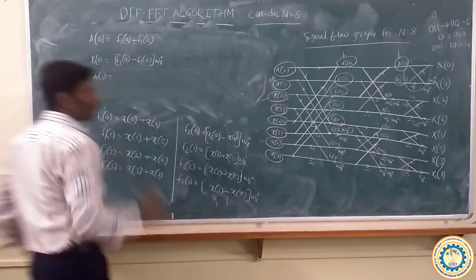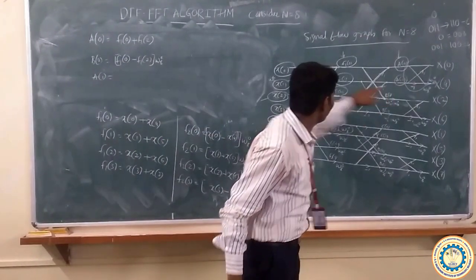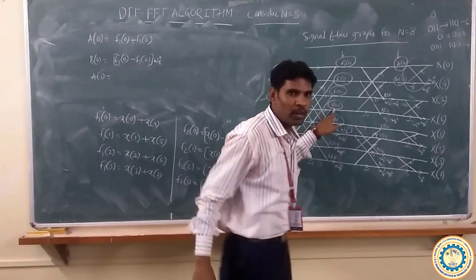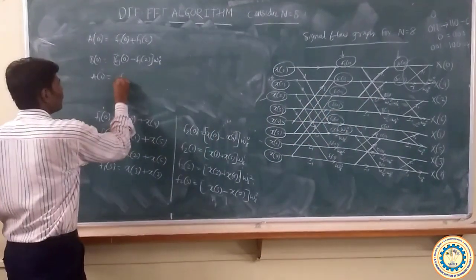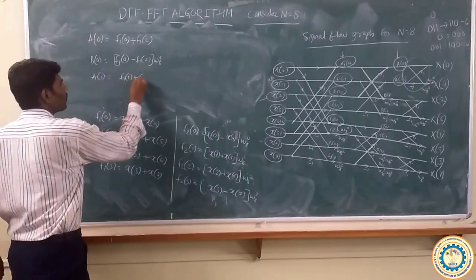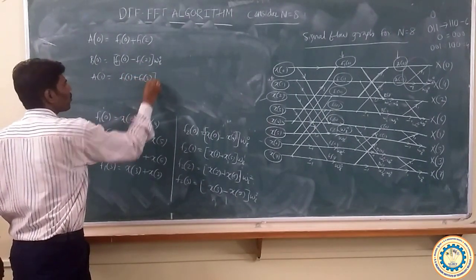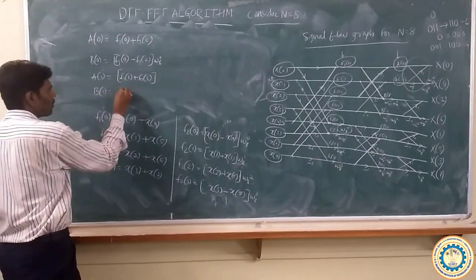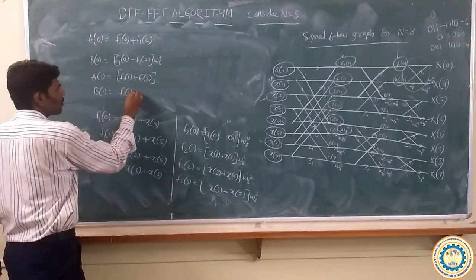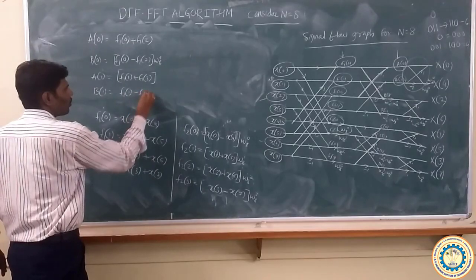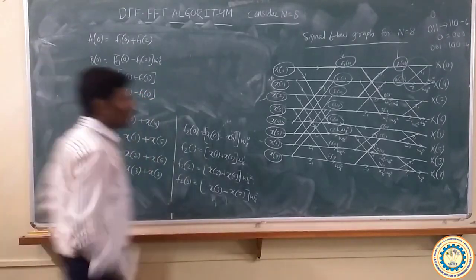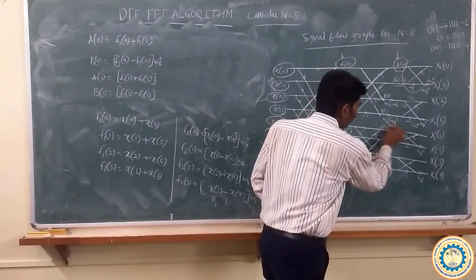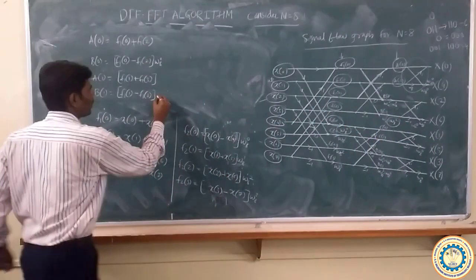Similarly, we will write the output expression for a of 1. For a of 1, one input is f1 of 1, another input is f1 of 3. So this is f1 of 1 plus f1 of 3. So this is a of 1. Similarly, we will write b of 1 the same as this one, but with minus. So this is b of 1. It will be multiplied with the middle factor w8 2.